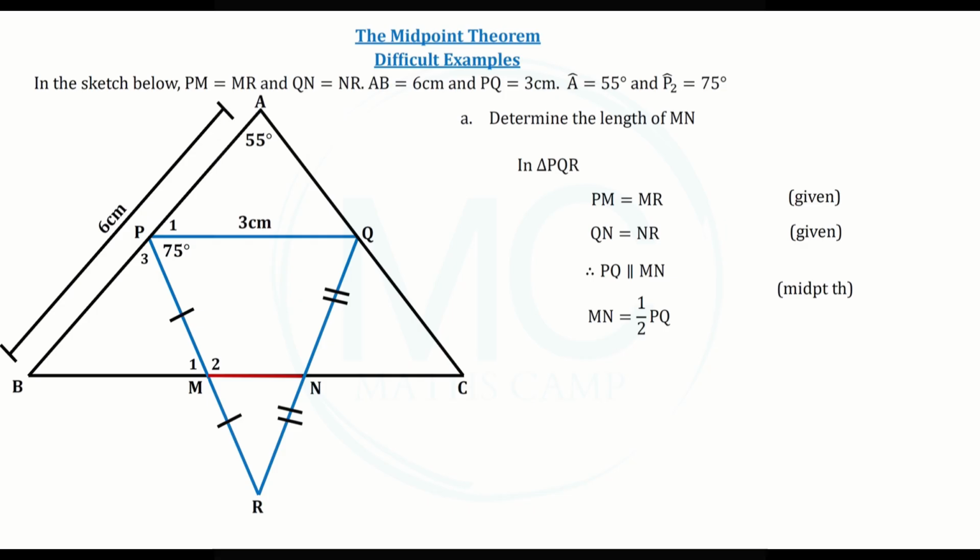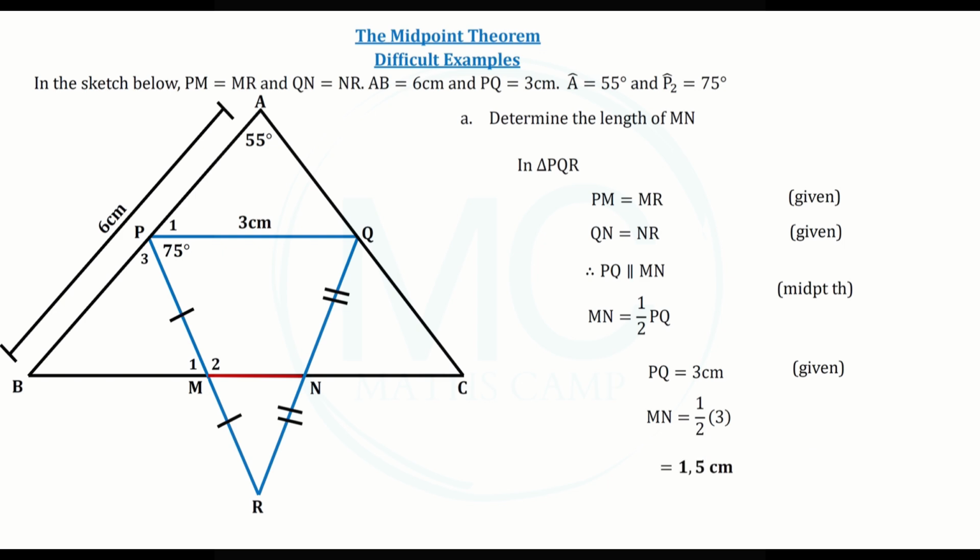We know that PQ is 3 centimeters. So let's make a note that PQ is equal to 3 centimeters. We know this because this information has been given to us. MN is half the length of PQ. So we can see that MN must be equal to half of 3 centimeters, which means that MN must be equal to 1.5 centimeters.